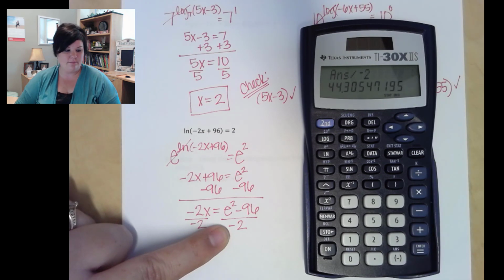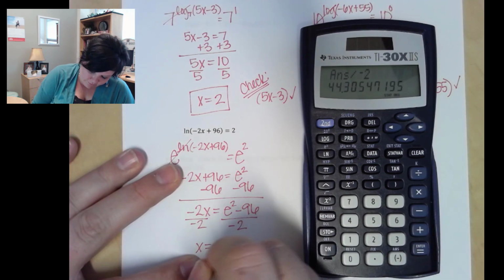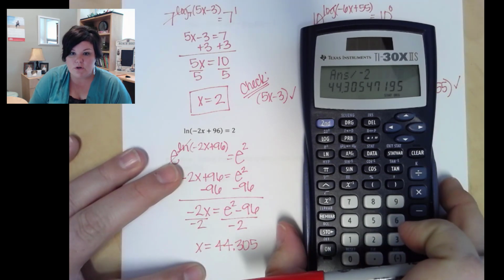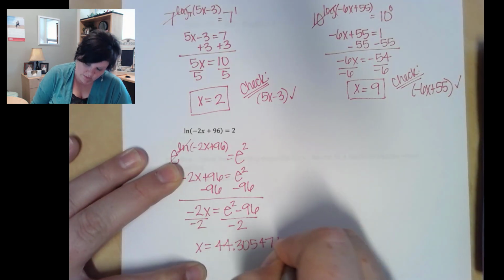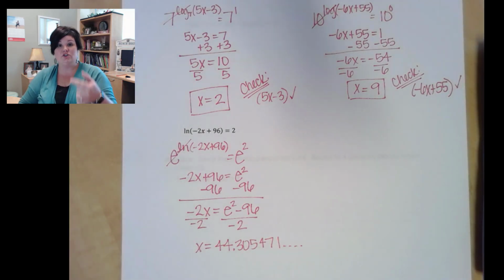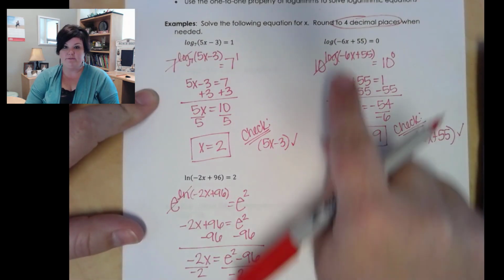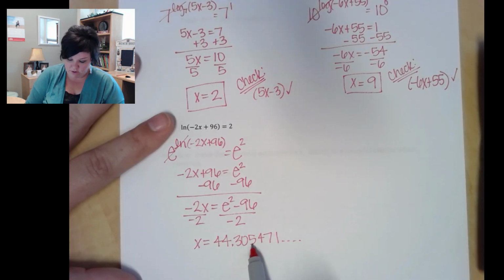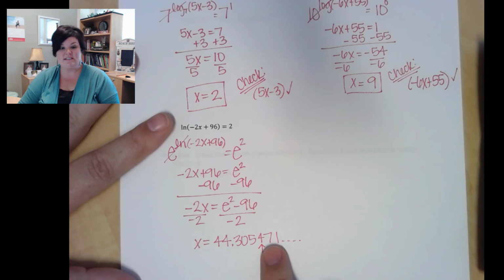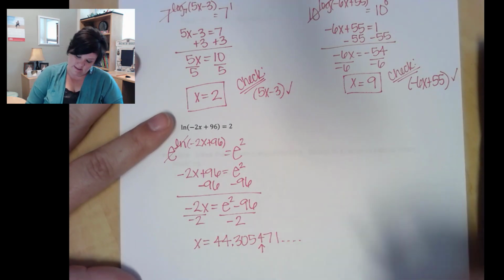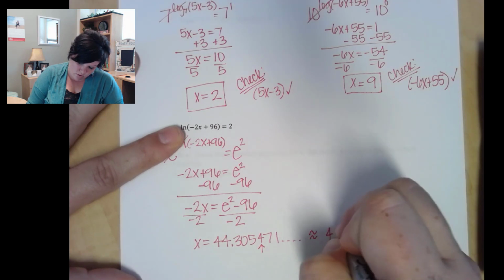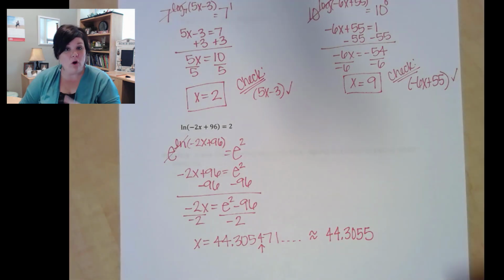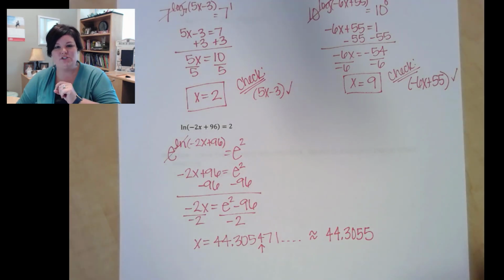So when I divide by negative 2, I end up with 44.305471, and so on. And in the instructions up here, remember that we wanted to round to 4 decimal places. So I'm going to take this answer, go to my 4th decimal place, 1, 2, 3, 4, which is my 4. And because there's a 7 behind it, that's going to round it up. So this is going to give me approximately 44.3055.